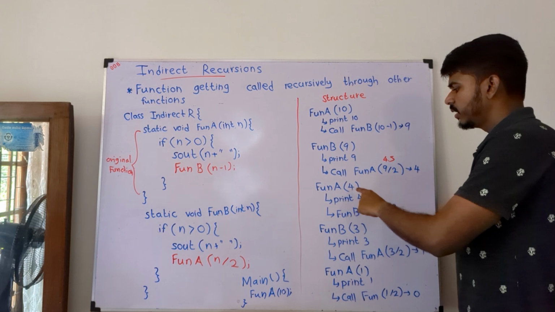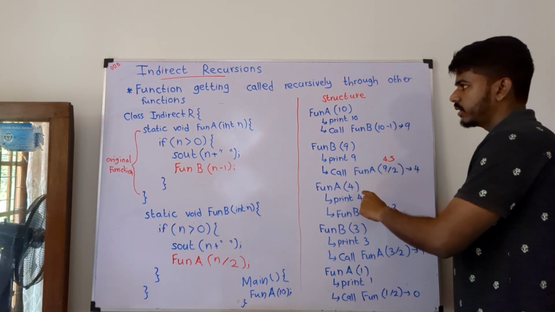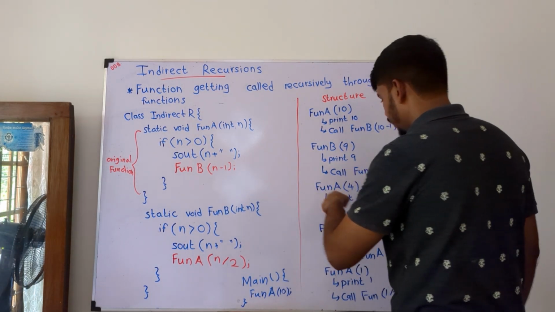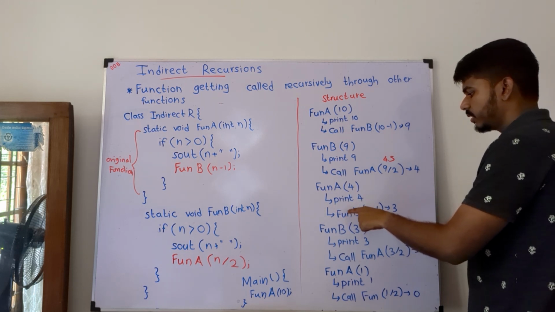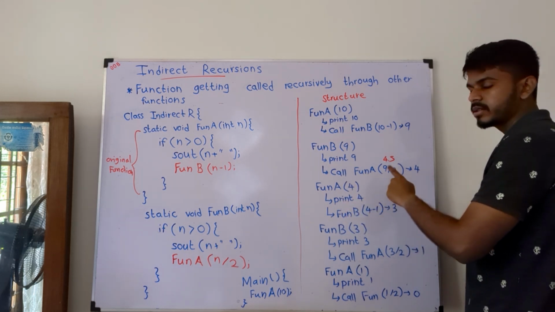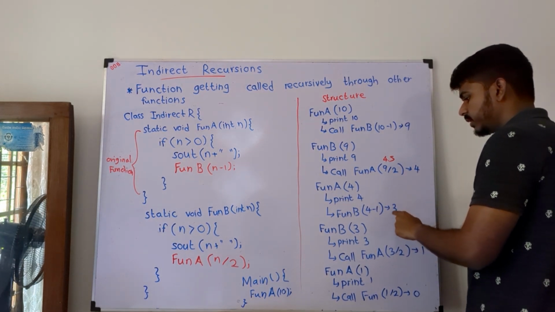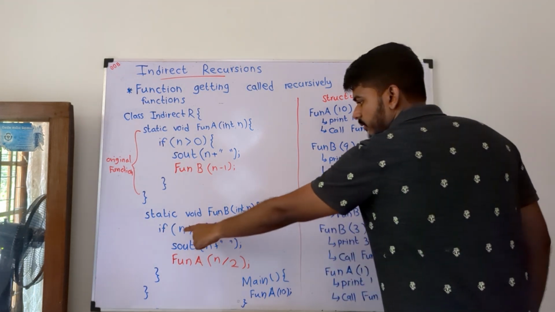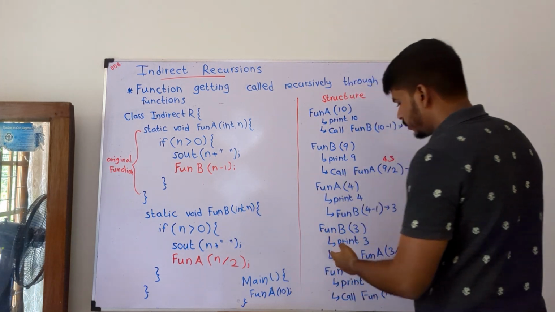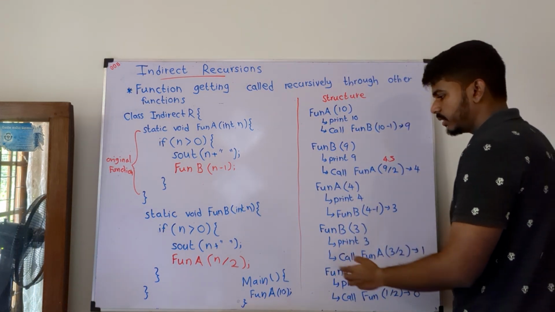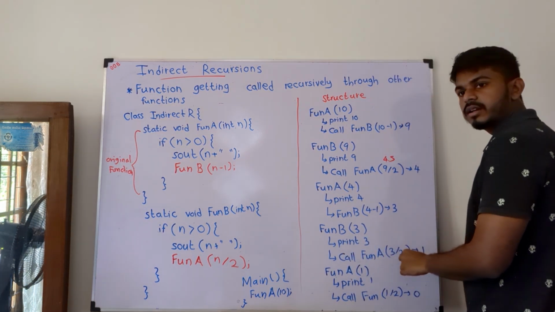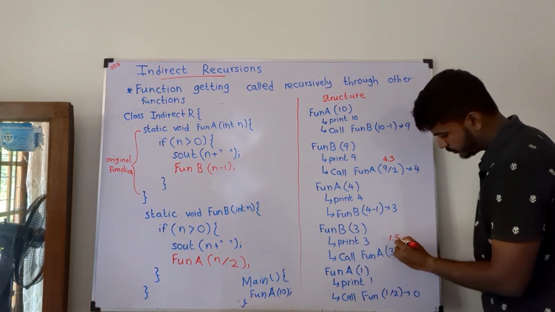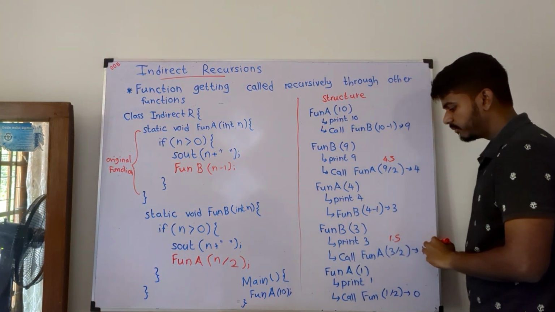Then function A again takes integer 4 as an argument, checks whether 4 is greater than 0, yes, and prints that number, printing 4. Then it calls function B again by subtracting 1 from 4, so it's going to be 3. Function B takes 3 as an argument, checks whether 3 is greater than 0, and prints the number 3. After that, it calls function A again by dividing 3 by 2, which is 1.5. Only taking the integer part, that is going to be 1.